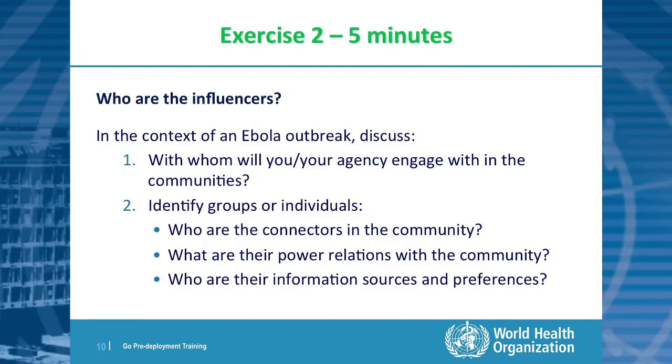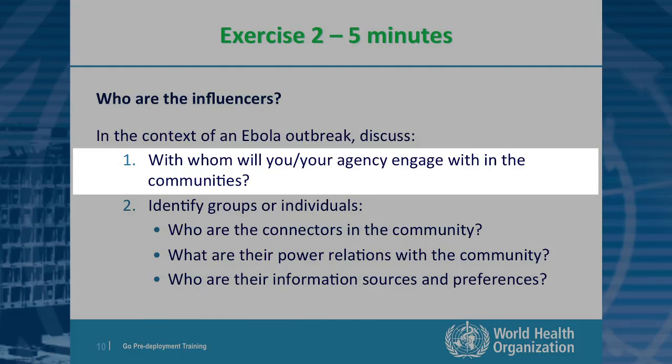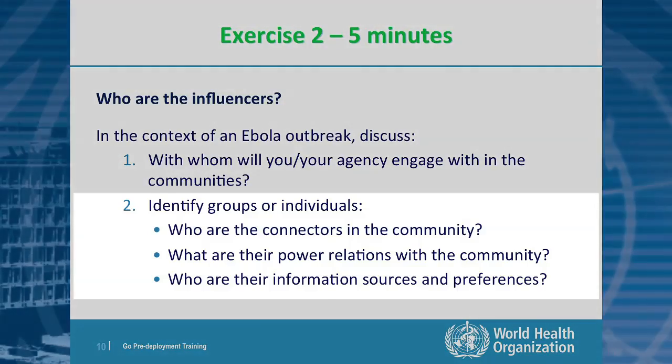Pen to paper. Write down who the influencers are of the communities that we are engaging in. So in the context of an Ebola outbreak, reflect on with whom you or your agency will have to engage in communities. Communities can be many people, from a few dozen to hundreds. So who exactly are you going to engage with? Identify the groups or individuals who are the connectors in the community. There will be people who connect others in the community.